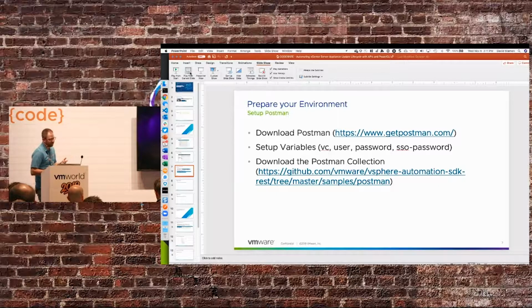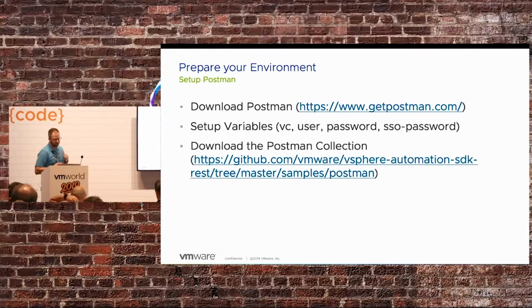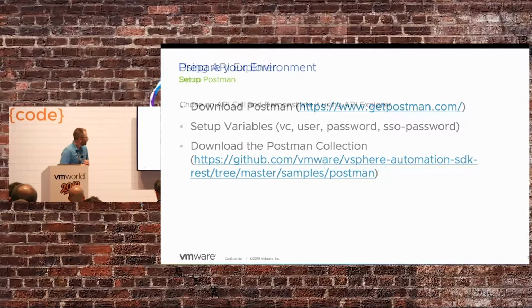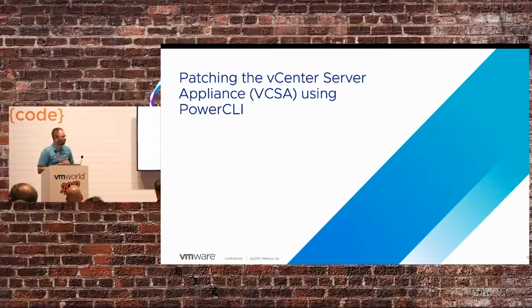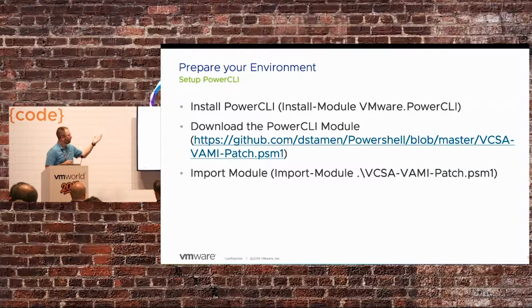So with that, I have an entire blog article, which I'll link to at the end, that goes through and explains that. And so after I did the API calls, I figured, well, PowerCLI is a lot more consumable for a lot of end users. And so that's why I started with Postman and then moved on to PowerCLI. The PowerCLI module is very simple to install. Just Install-Module VMware.PowerCLI. And then I have the PowerCLI module available on GitHub as well.